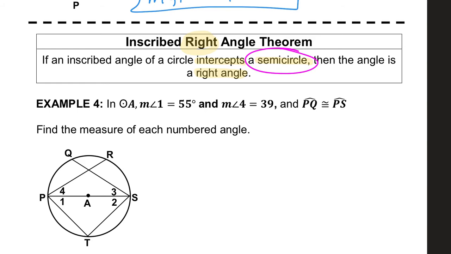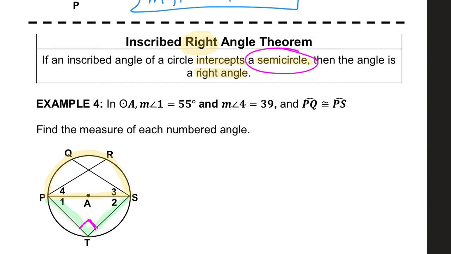Over here, let me get my highlighter, switch colors on you guys. Over here, we have angle PTS. A little bit too light there. Angle PTS. I want you guys to see how it opens up to a semicircle. It's going to come across that diameter right there. So when it opens up and creates that diameter in that semicircle, that's what this theorem is talking about, that the inscribed angle is going to be 90 degrees.